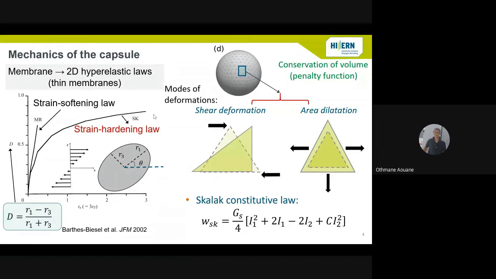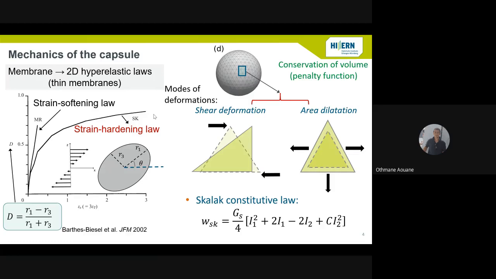Usually the capsule has two modes of deformation: shear deformation, so resistance to shear deformation, and resistance to area dilatation. Depending on the constitutive law that one would use, in addition to conservation of volume, one can have both features or only the shear deformation. In this case, one can classify the mechanics of the capsule membrane into two classes.